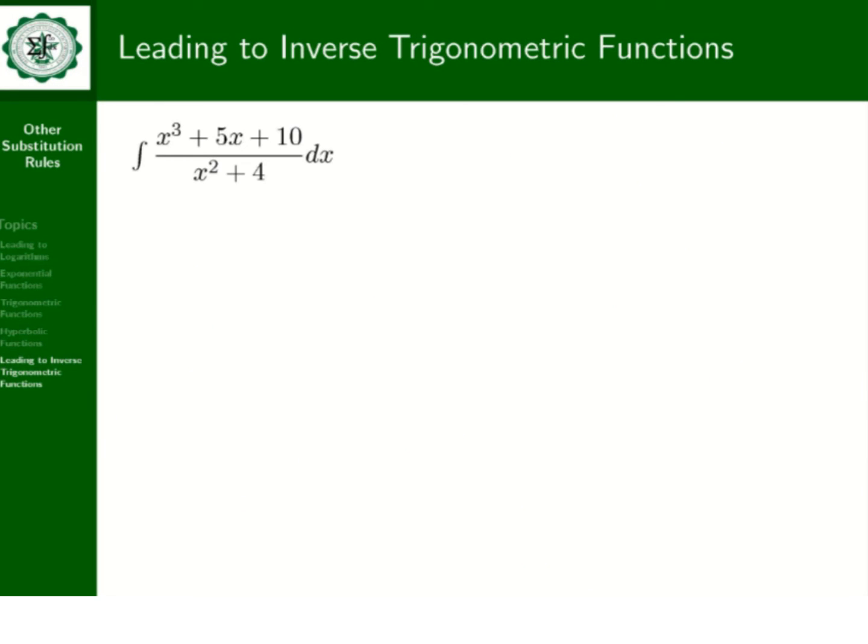Next, let us find the integral of x cubed plus 5x plus 10 all over x squared plus 4 dx. We encounter here again a fraction where the numerator has a degree greater than the degree of the denominator. So this is an improper fraction, and we need to divide first. Let us show the division. We have x cubed plus 5x plus 10 divided by x squared plus 4.